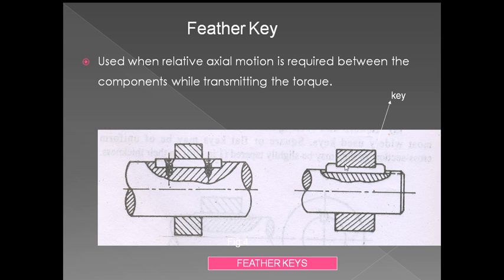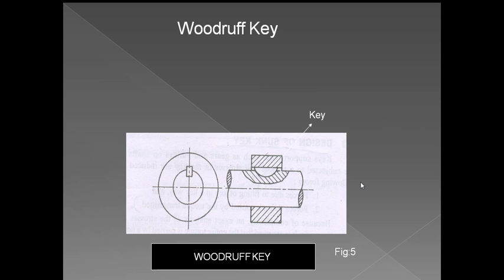So here is one more feather key. It has a gib head on both sides, but the shaft has a long keyway so that the shaft with the key can move to and fro in the keyway. So this is one type of feather key.